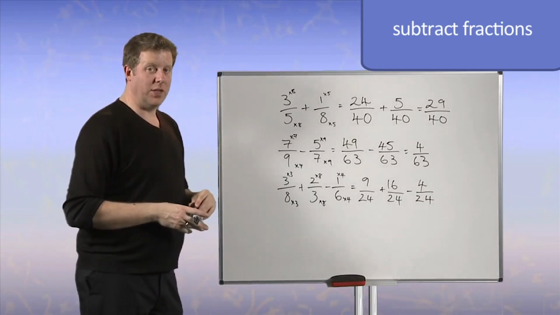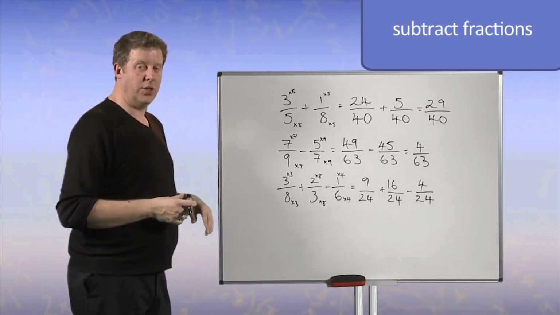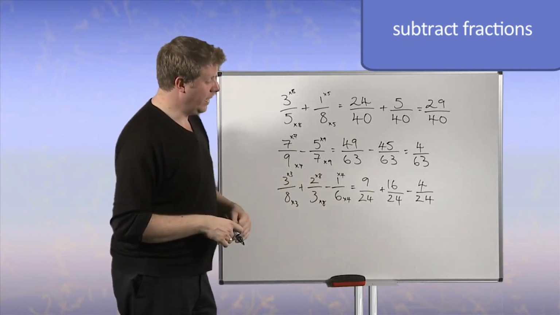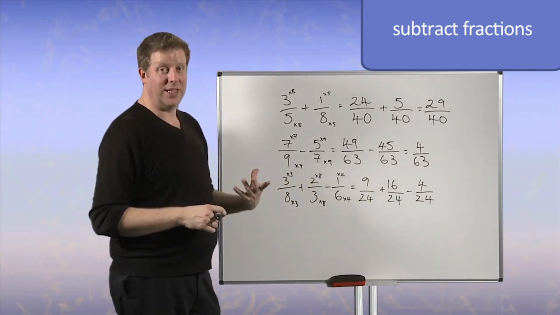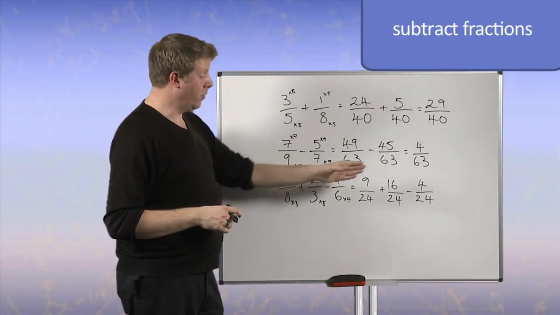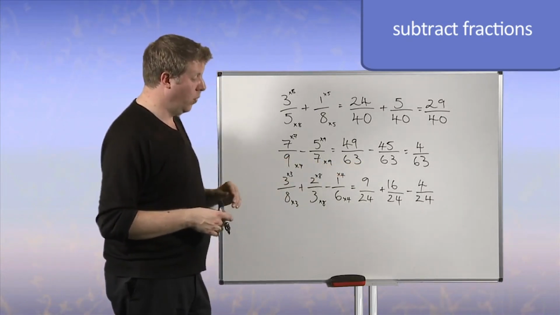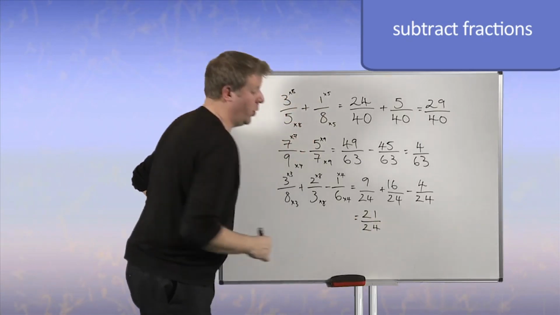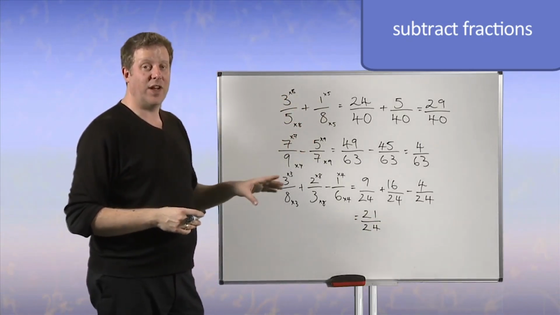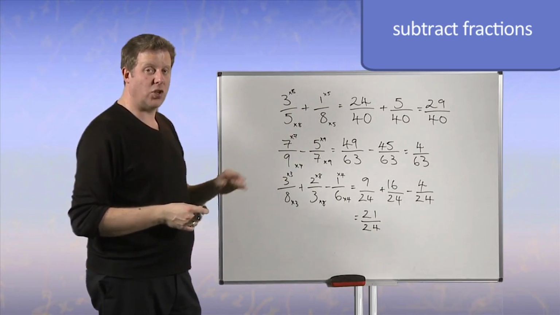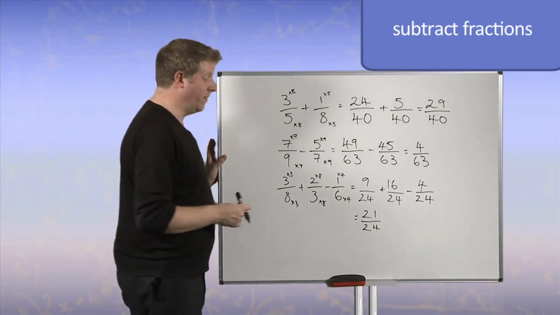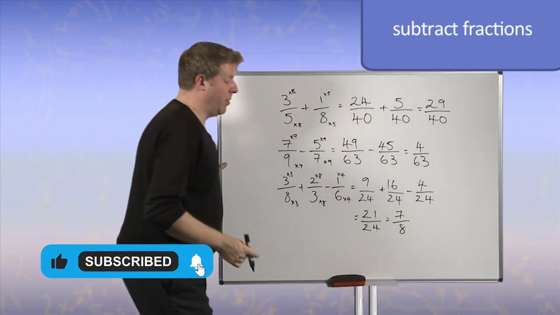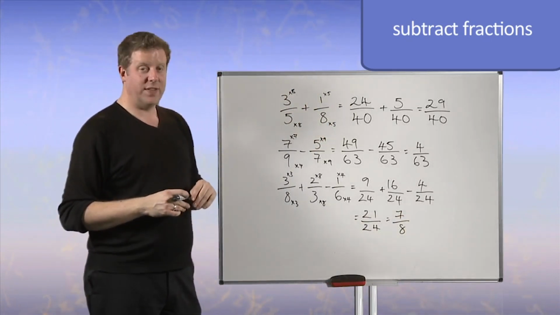Now they're all over the same denominator, and I can just work through and do the addition and subtraction. So 9 over 24 add 16 over 24 would give me 25 over 24. But then I've got to subtract 4 over 24, which will leave me with an answer of 21 over 24. Now this fraction isn't in its simplest form, as it has a common factor of 3. So dividing the top and bottom by 3 would give me my simplified final answer of 7/8.